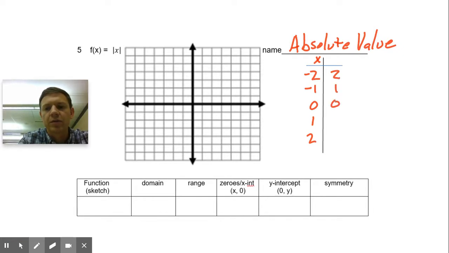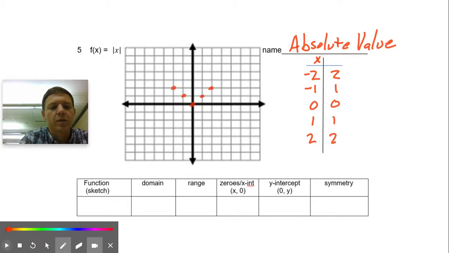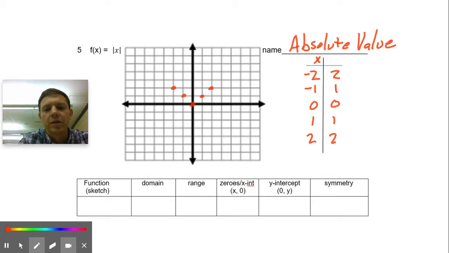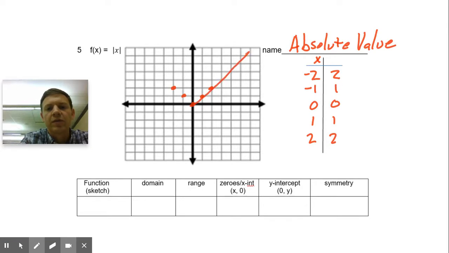0 is 0 units away. 1 is 1 unit away. And 2 is 2 units away. Or it just makes them positive. Another way to think about it. Okay, I'll plot those points. And there you can see the V that's starting to form. Well, that is what an absolute value function looks like. There will be a V. So every time you have absolute value bars, you can pretty much expect there to be a V on your graph.